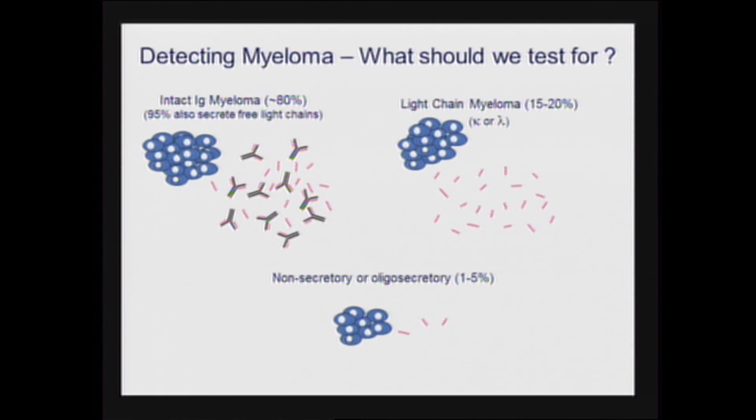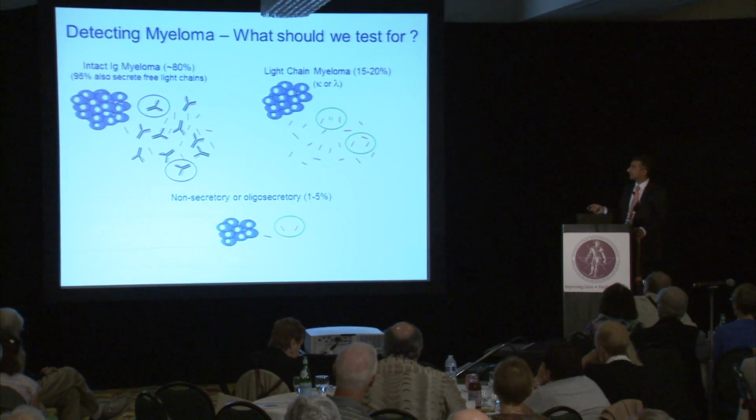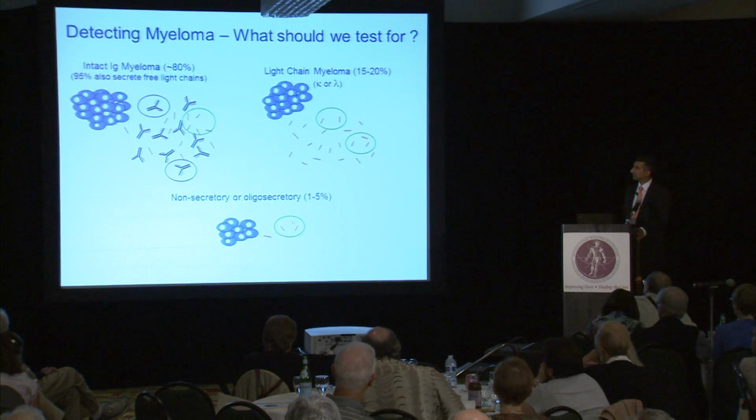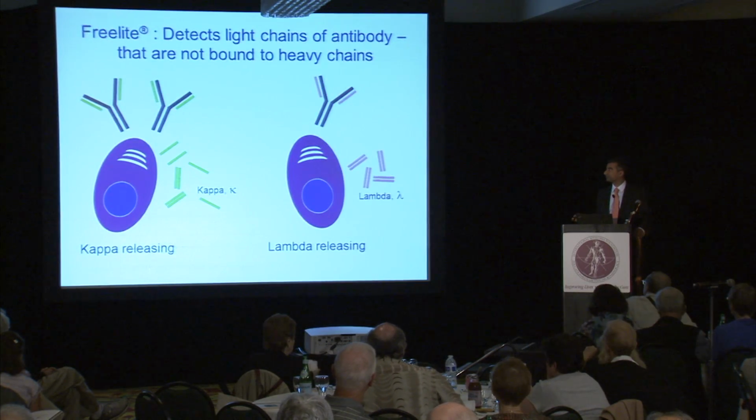So in terms of detecting myeloma, remember these three different classes of myeloma. We had the light chain myeloma, the intact myeloma, and the non-secretory. If you were only detecting the intact immunoglobulin molecules, the doctor would miss 15 to 20% of patients, right? Because these would not be detected. But if you're detecting light chains, then you're able to detect this class, and even some of this class of patients. So you're really able to detect more patients earlier.